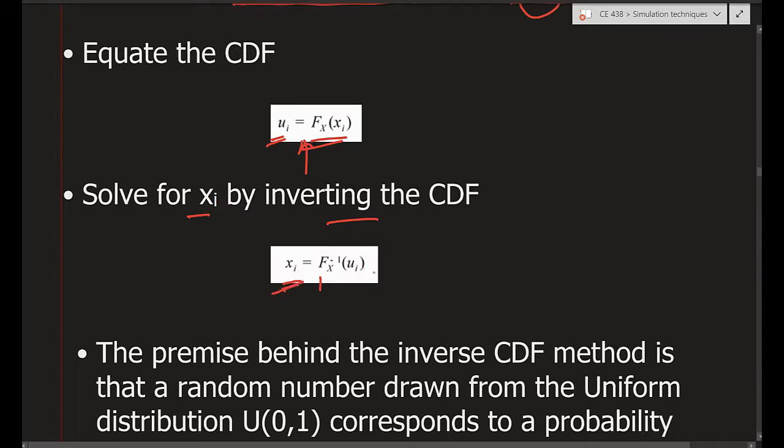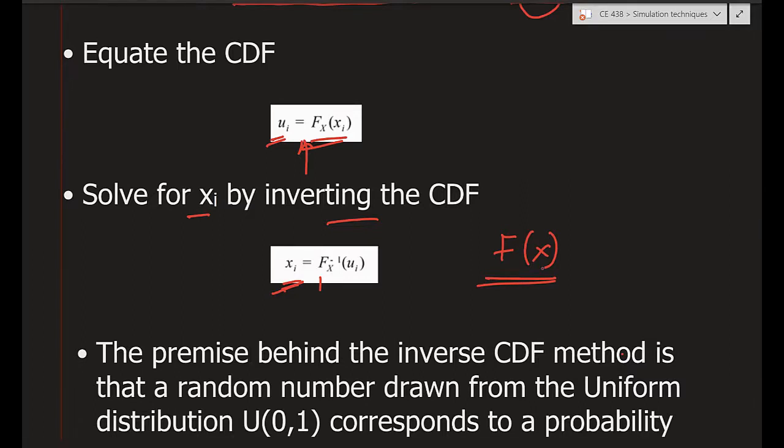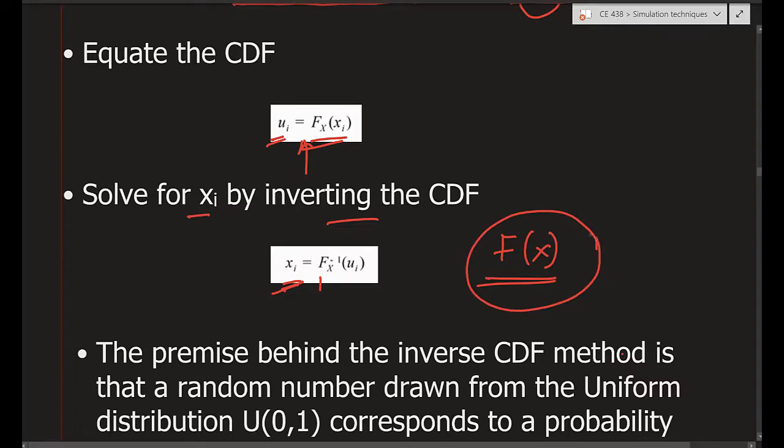If you have an analytical formula for Fx, if you remember, in some distributions we derive the expression for the CDF. In some cases we are not able to derive it, and in those cases we have the tables. In some cases we have basically derived the expression for the CDF. Once I know the CDF expression, I can invert this function and the corresponding xi value can be obtained.